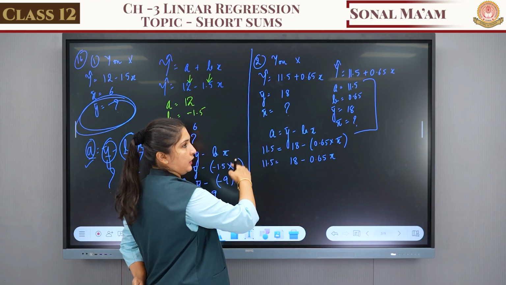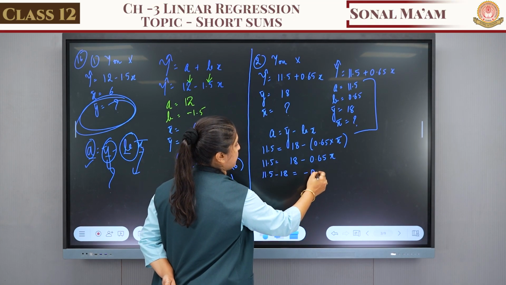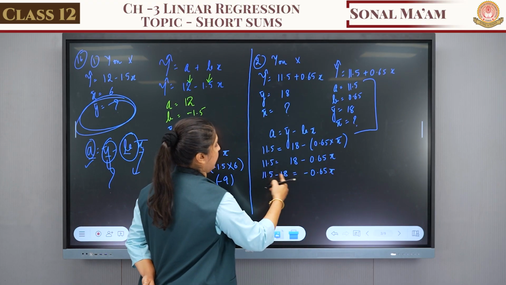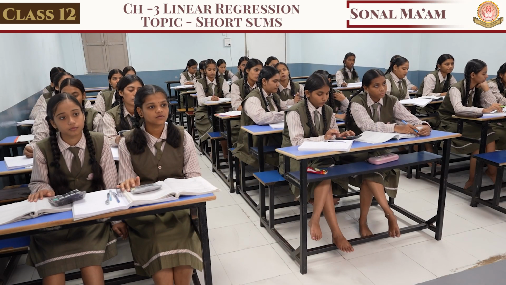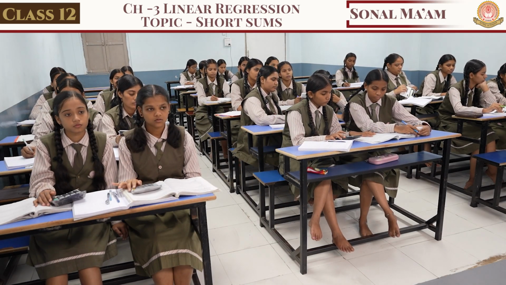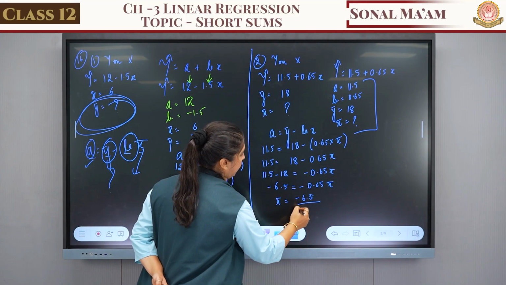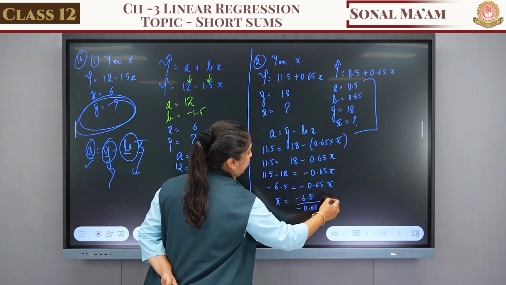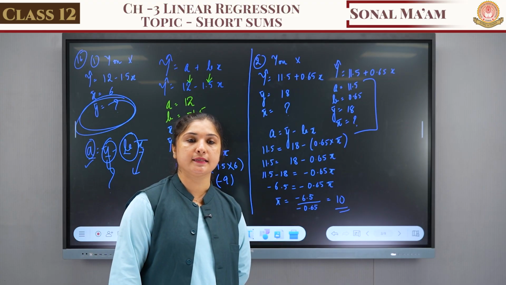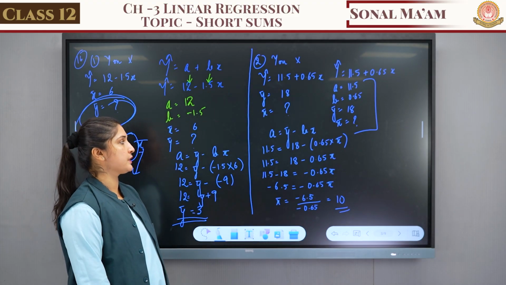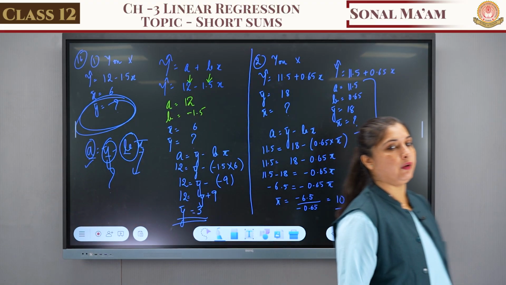What we will do, if 18 comes to this side, it will be 11.5 minus 18, and here it will be minus 0.65 x bar. 11.5 minus 18 will be minus 6.5. Minus 6.5 is equal to minus 0.65 x bar, and you want to find x bar, that means minus 6.5 will be divided by minus 0.65. Minus minus will get cancelled. 6.5 divided by 0.65 gives the value of x bar as 10. Is it clear to everyone?